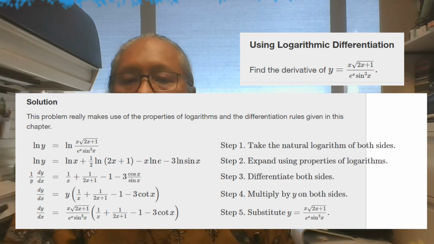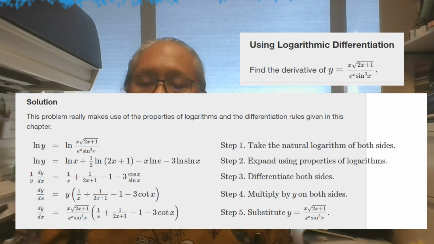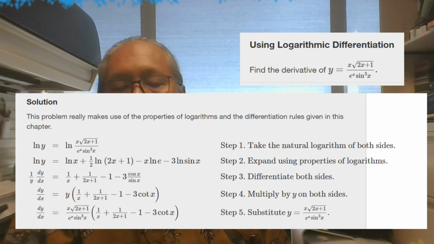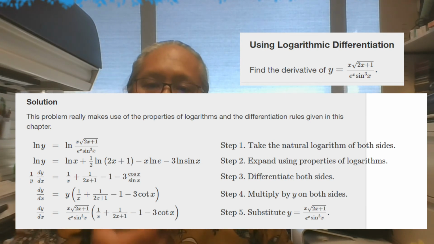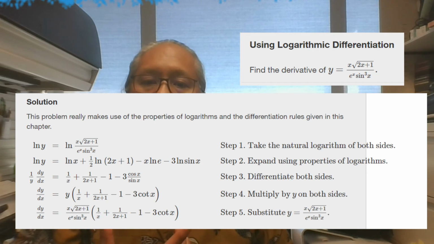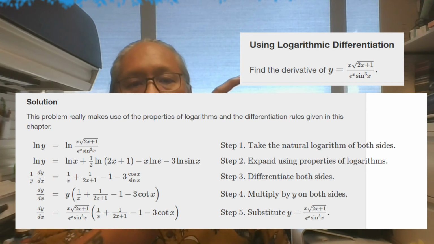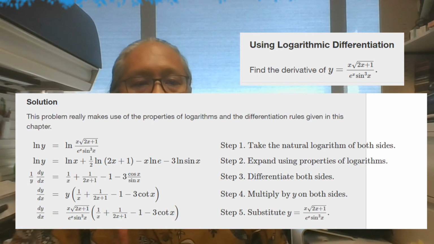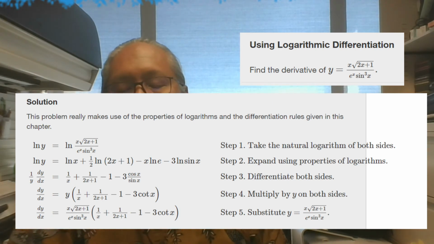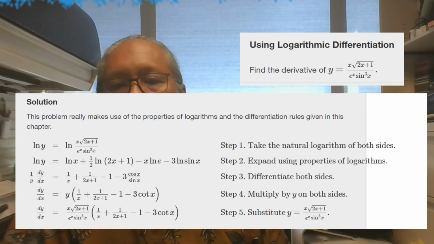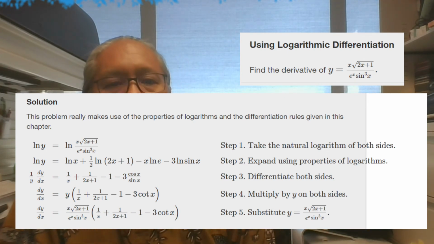And now, second to the last step, we multiply by y on both sides, and in the very last step you replace y by the original function. Now this probably isn't the form of the function you would get had you done this original function using the quotient rule and the product rule, but these two things should be equivalent, so I think it'd be okay.